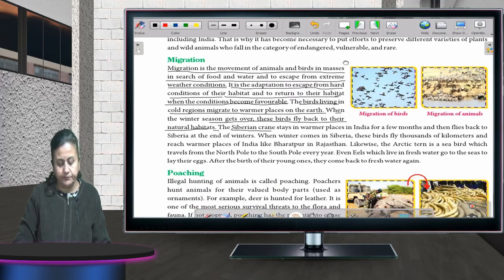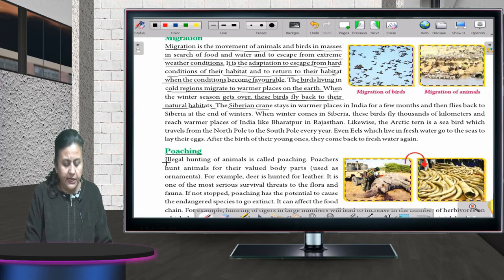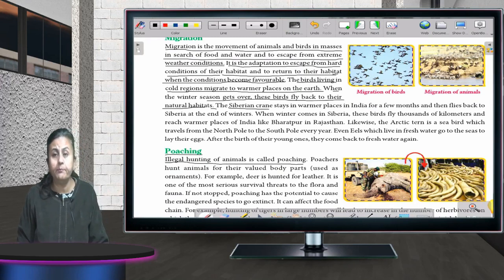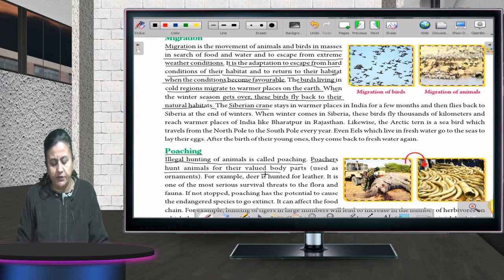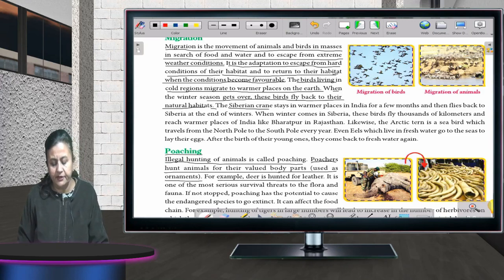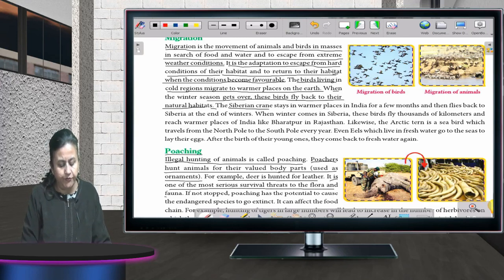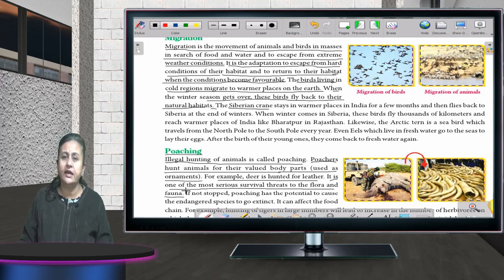Now we'll talk about poaching. Poaching is illegal hunting, illegal killing of animals. Poachers hunt animals for their valued body parts used as ornaments. For example, deer is hunted for leather. It is one of the most serious survival threats to flora and fauna. See children, human is killing animals for his own selfish motive, for money. That is known as poaching.